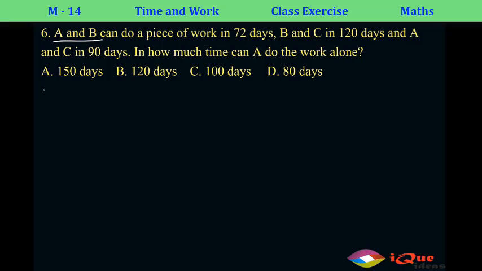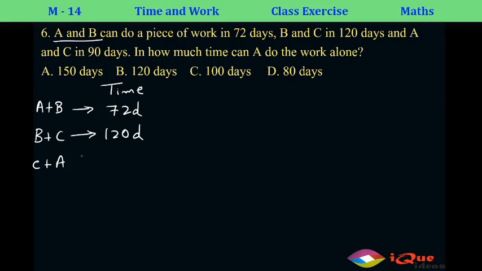It says A and B together can do a work. So let me put it this way, A plus B in 72 days, then B plus C in 120 days and C plus A in 90 days. The times are given. So the time of A and B together is 72 days. Time of B and C together is 120 days. Time of C and A together is 90 days.